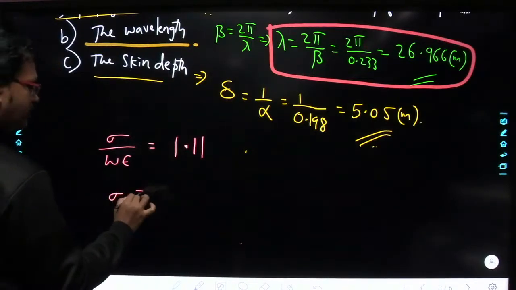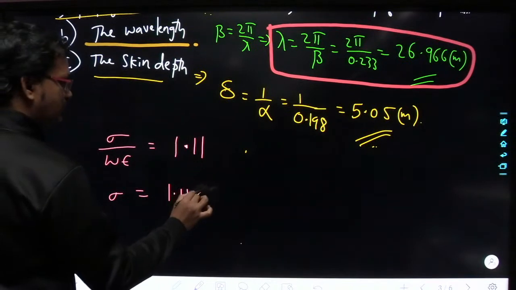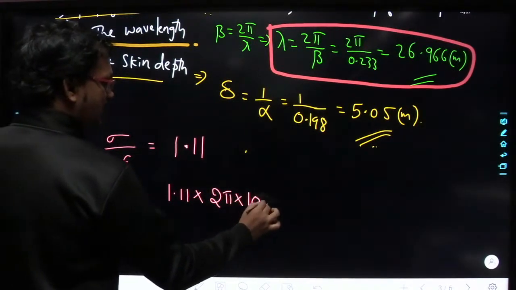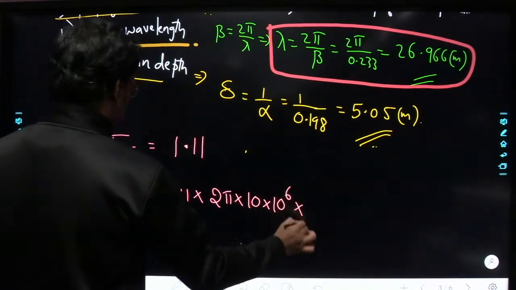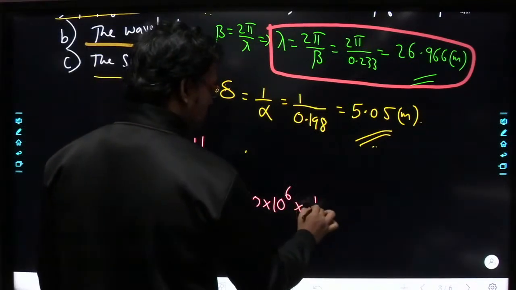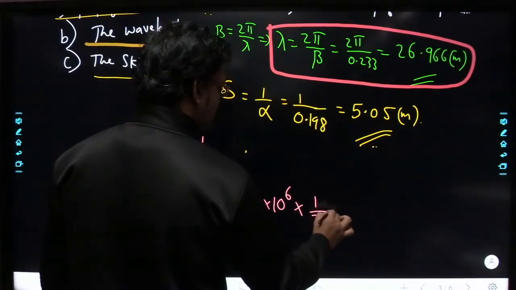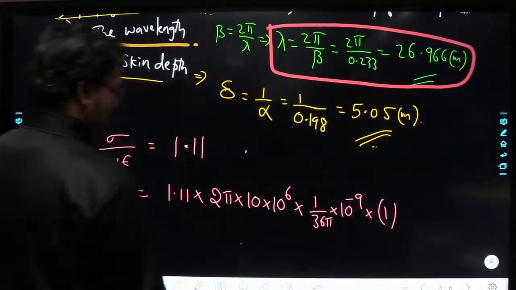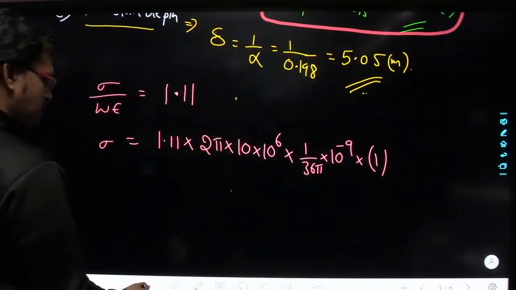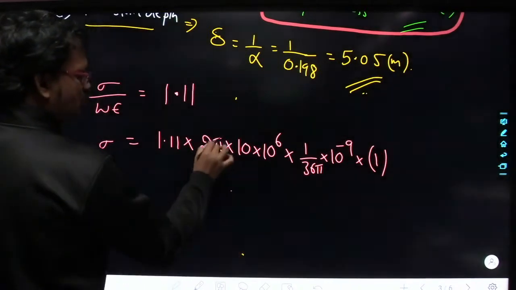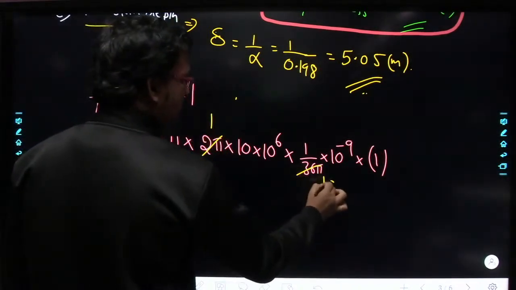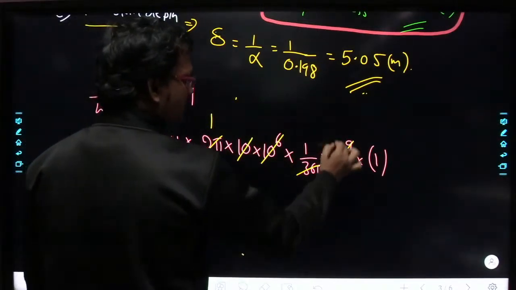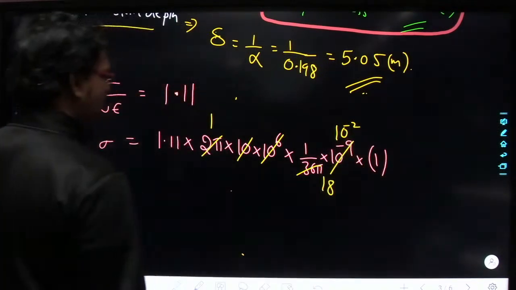So from here you can determine sigma equal to 1.11 into omega. Omega is 2 pi into f. F value is 10 megahertz, that is 10 into 10 power 6, into epsilon. Epsilon is epsilon naught into epsilon r. Epsilon naught value is 1 by 36 pi into 10 power minus 9. Epsilon r we are considering as 1 because they have not mentioned anything. So we assume epsilon r is equal to 1. Now the 2 pi cancels, and 10 power 7 with 10 power minus 7 cancels, so 10 power minus 2 will be left.